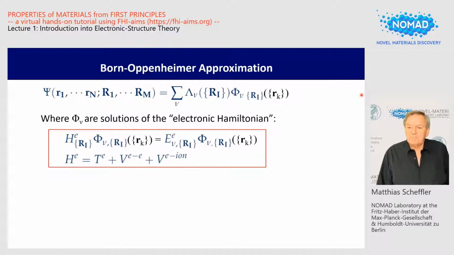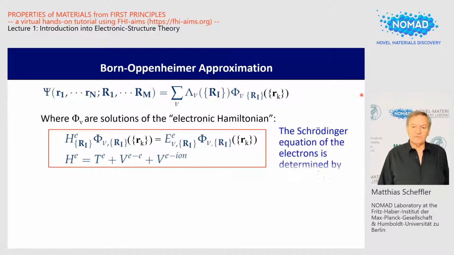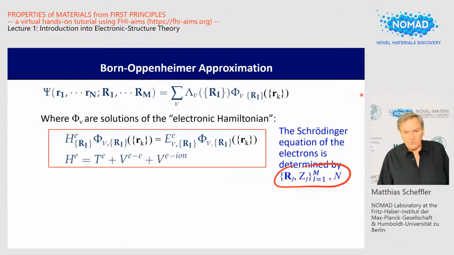And it also tells us that the Schrödinger equation of the electrons is determined by the positions of the atoms, by the nuclear charges, Zi, and by the total number of electrons. So this is what determines everything. This determines the Hamiltonian, and the Hamiltonian then determines our basis set, the electronic wave functions.